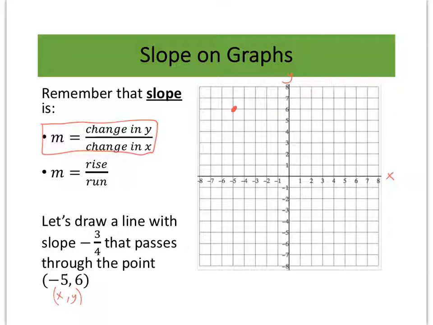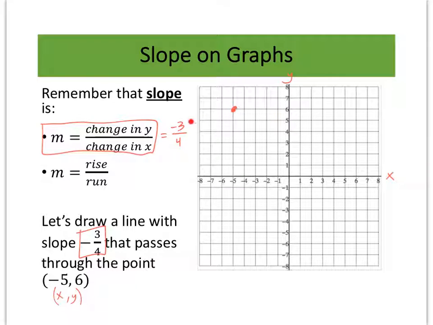And my change in y over change in x is negative 3 over 4. So my change in y is negative 3. My change in x is 4. Now you're probably wondering, how come I put the negative part on the top of the fraction? I typically like to put it on the top of the fraction. You can choose. It could be one or the other.